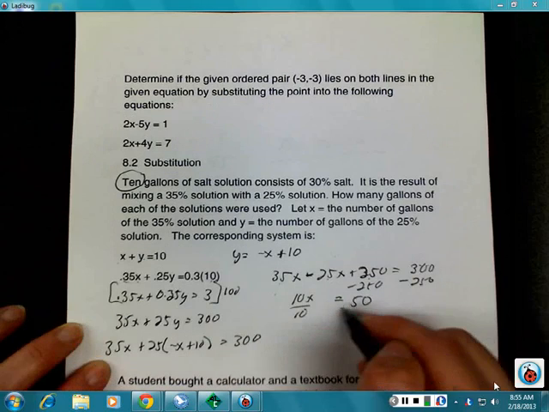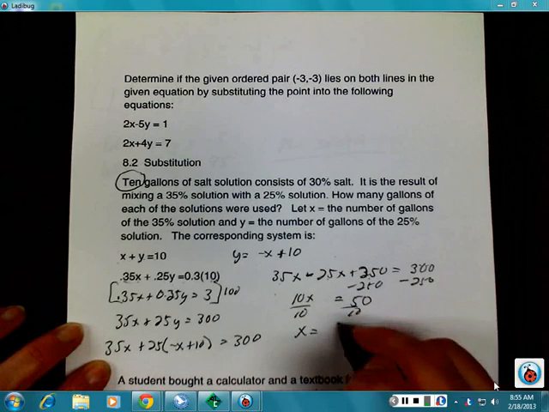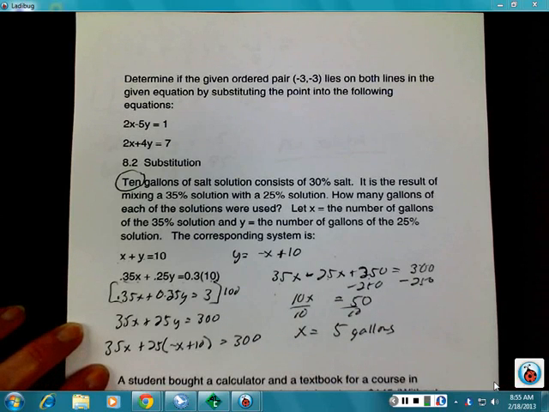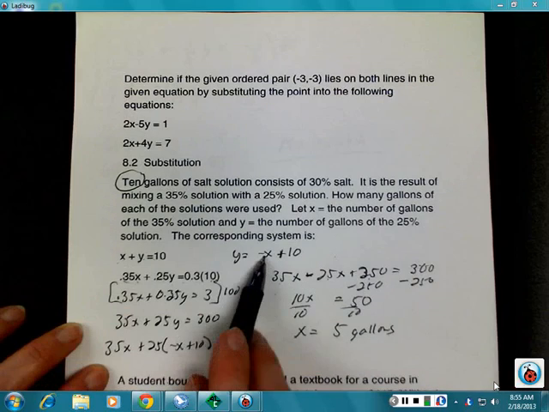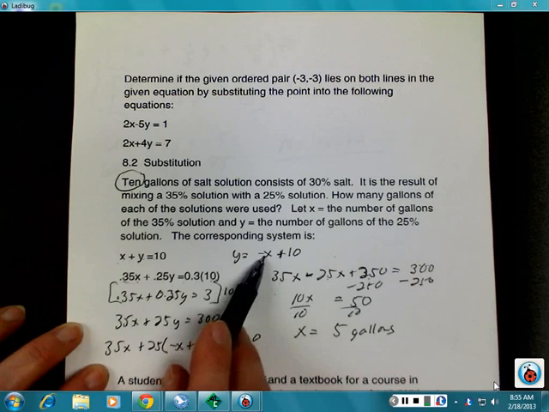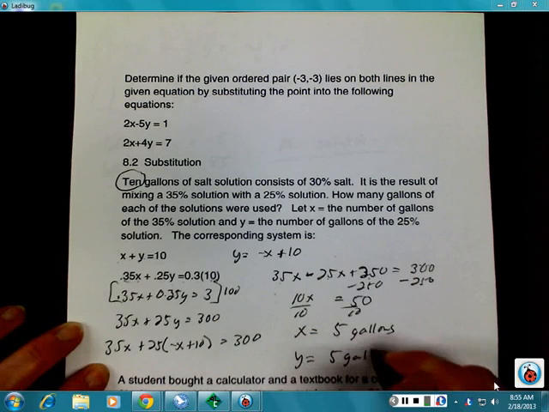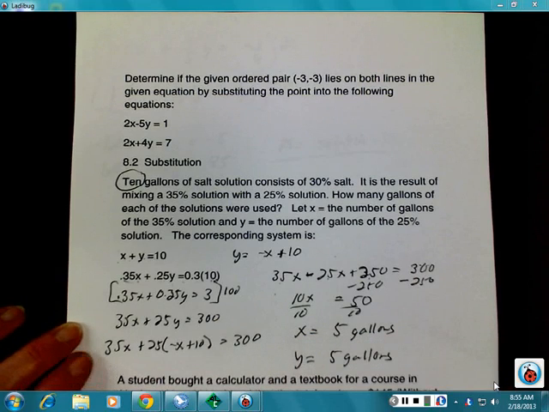Divide by 10. And I find x is equal to 5 gallons. So how much of the other would I need? So if this is 5, plug it back in here. Negative 5 plus 10. And we find that y is also going to be 5 gallons. And so that's my solution to these.